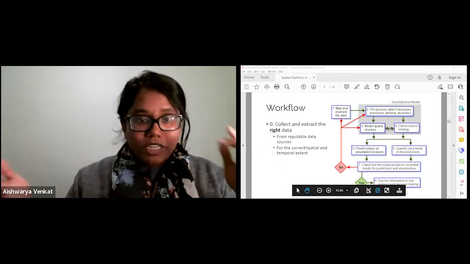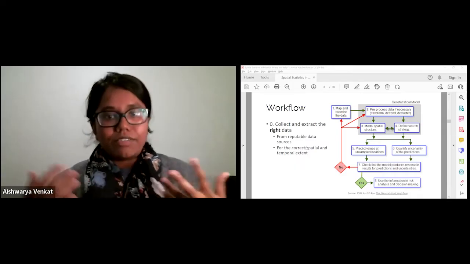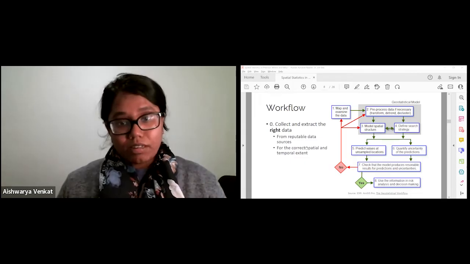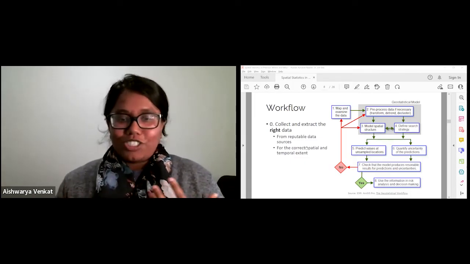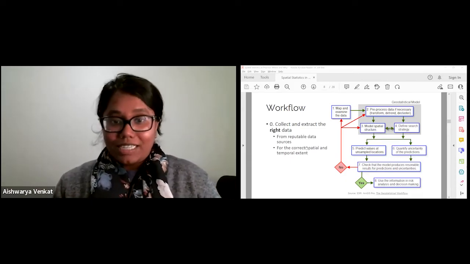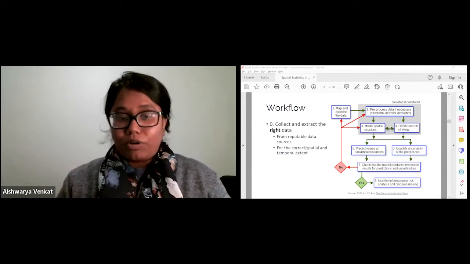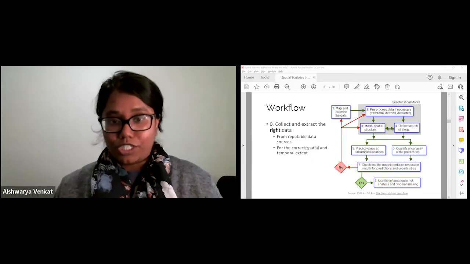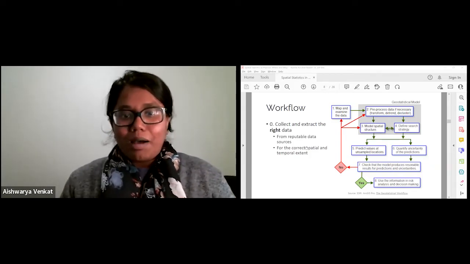And of course, all spatial analyses roughly follow the same workflow. You start with collecting data, developing a model, validating the model somehow, and then making a decision based on the model. And I would argue that the most important step, which is not in this diagram, is collecting and extracting the right data from the right source for the right spatial and temporal extent and the right resolution that you are interested in to answer your research question. So this takes the most time, of course.